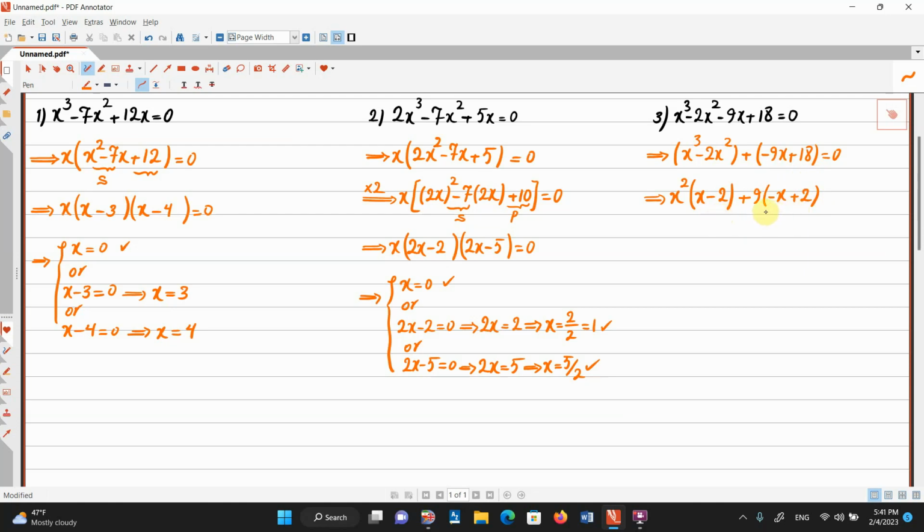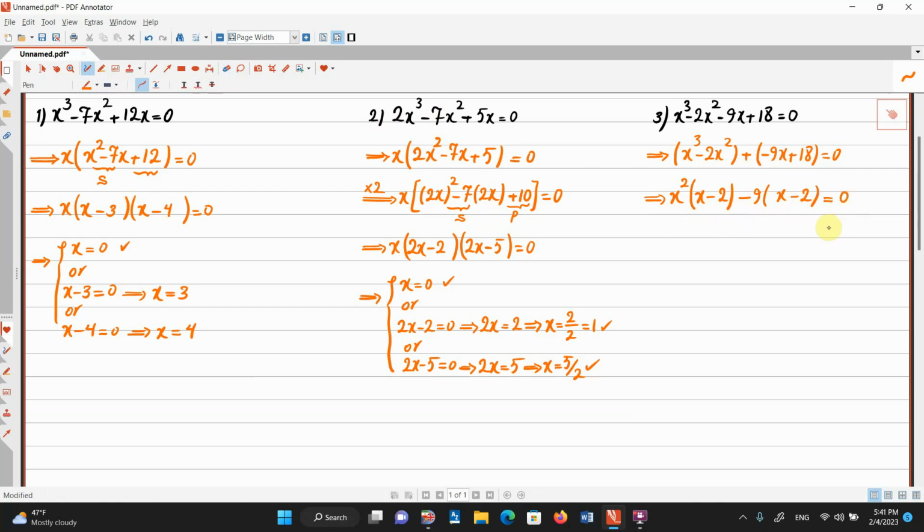Then you should change your mind and factor out negative 9 instead of 9. In this case, we can have x minus 2, x minus 2. And now, as you see, the parentheses are the same.